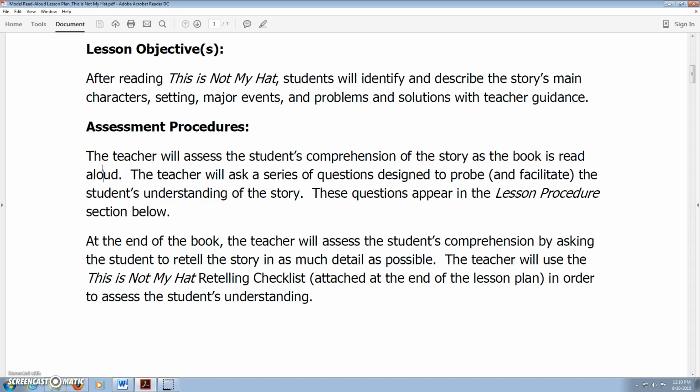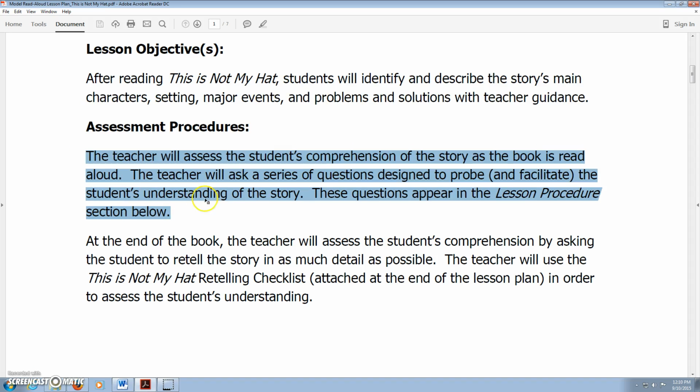So in my model lesson plan, I'm saying that the teacher is going to assess students' comprehension of the story in terms of story elements like characters, settings, major events, and so on by asking questions during the lesson plan and listening to what the students say. And the questions that the teacher is going to ask appear in a different section of the lesson plan.